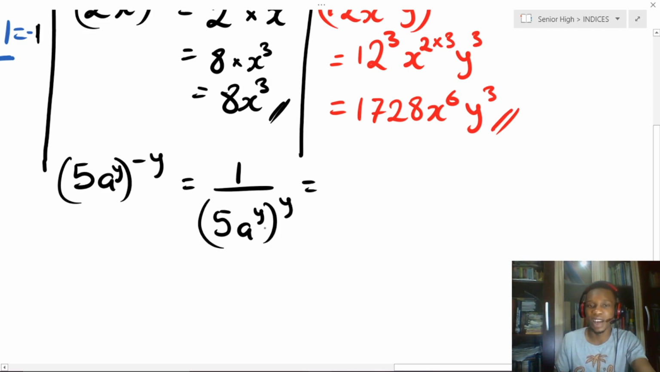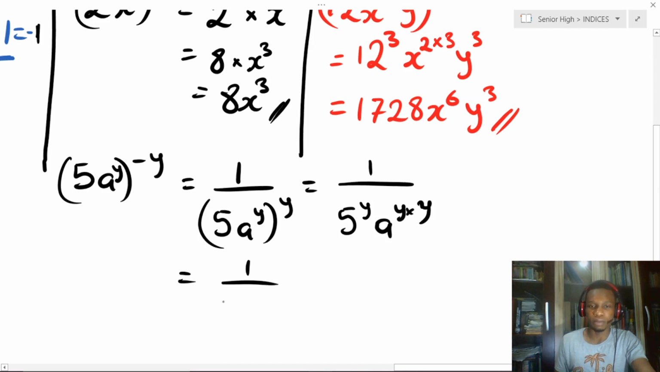Now what's the next thing? I can now open these brackets, and it becomes 1 over 5 raised to the power of y, a raised to the power of y times y. And what does it give you? It gives you 1 over 5 raised to the power of y, and then a raised to the power of y squared. That's when you have y times y, you have y squared.